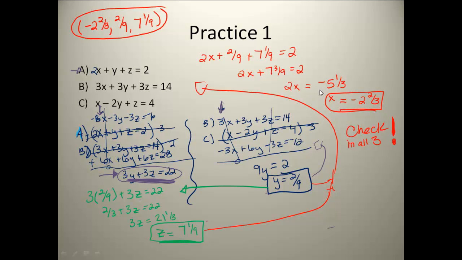So this one was a little bit shorter because I found one of my variables early, but you still need to check them all. So I plugged them into all three of these equations and they worked in all three of them. So I know my solution, my ordered triple, is negative 2 2/3, 2/9, and then 7 1/9.